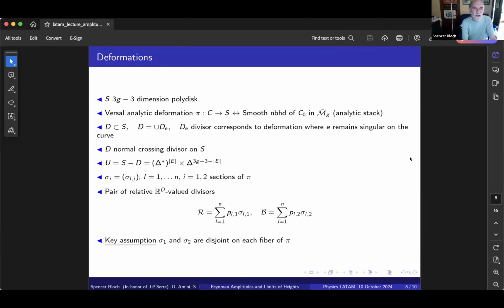Yeah, so S is a 3g minus 3 dimensional polydisk. And I want to consider not just one curve, but a versal, that means big, don't worry about technical details, analytic deformation family of curves over this polydisk. Okay. And so we think of that family as being a smooth neighborhood of the original curve in the moduli stack. Right? So C naught is a point in the moduli stack, and C is an open neighborhood of that.